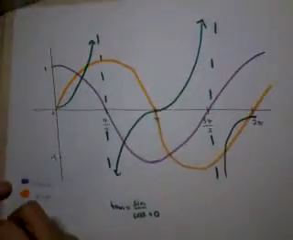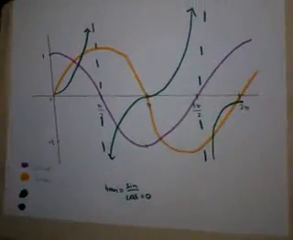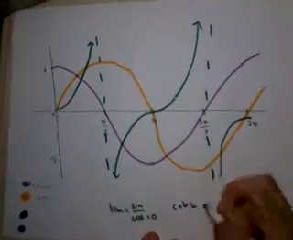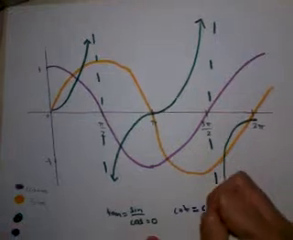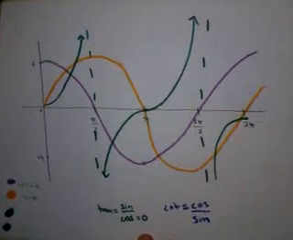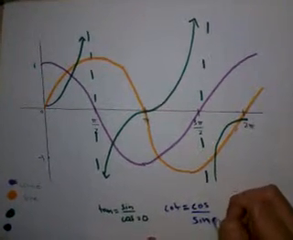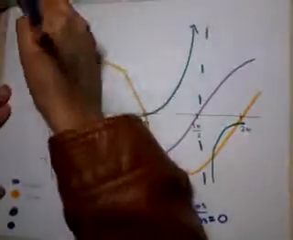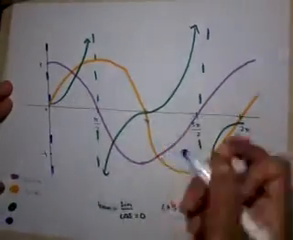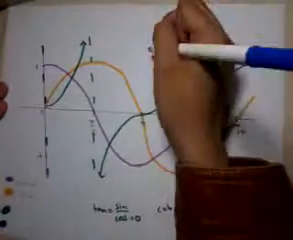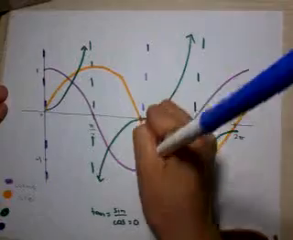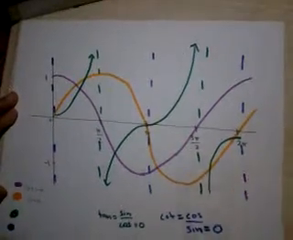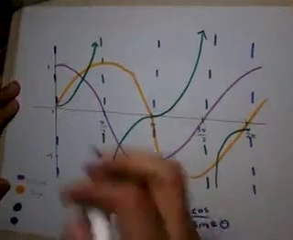Okay, so now let's draw the cotangent, which will be the blue graph. So again, we're going to do the asymptotes first. Cotangent is cosine over sine. So this time the asymptotes will lie whenever sine is equal to 0. And this happens at 0, pi, and 2 pi. So the graph will look like this.